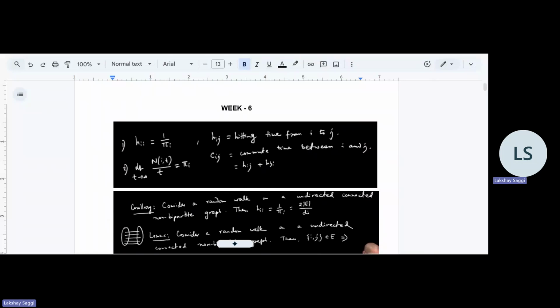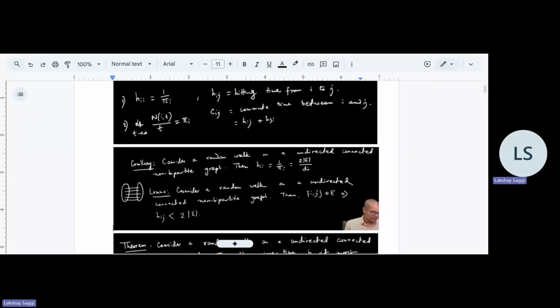The commute time between states i and j is written as Cij. We are essentially commuting from state i to j and then coming back. So hitting state j from state i, hij, plus going from j back to i, hji. The hitting time from i to j plus the hitting time from j to i is equal to the commute time Cij for any pair of states.